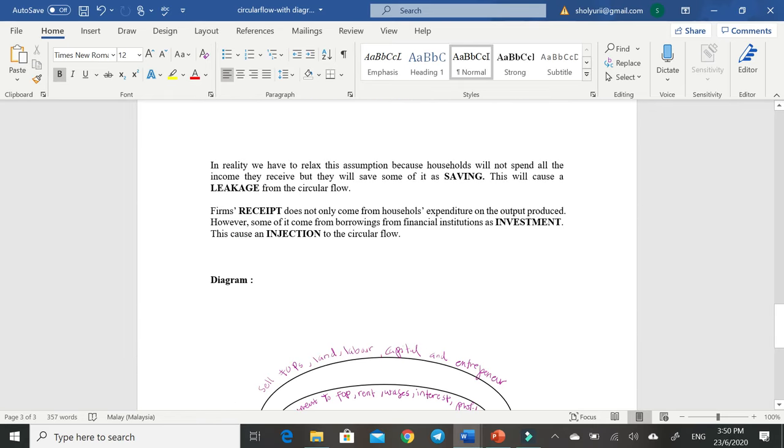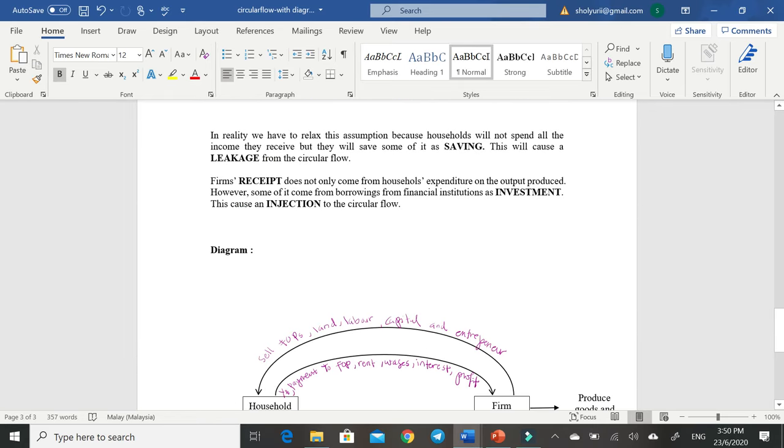Alright, but in reality, sekarang kita masuk reality. Sebenarnya dalam dunia nyata, we have to relax this assumption because household will not spend all of their income they receive, but they will save some of it, known as saving. Ni realitinya. Biasanya household tak akan guna semua sekali untuk berbelanja. Dia akan ada a portion.